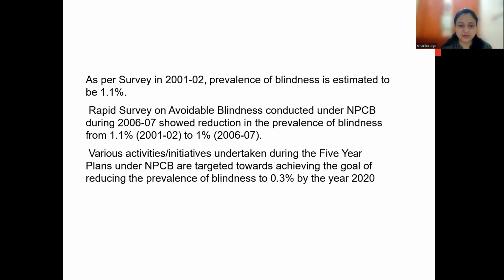As per survey in 2001 and 2002, prevalence of blindness is estimated to be 1.1%. Rapid surveys on avoidable blindness conducted under NPCB during 2006 and 2007 showed reduction in the prevalence of blindness from 1.1% to 1%. Various activities and initiatives undertaken during the 5-year plan under NPCB are targeted toward achieving the goal of reducing the prevalence of blindness to 0.3% by the year 2020.